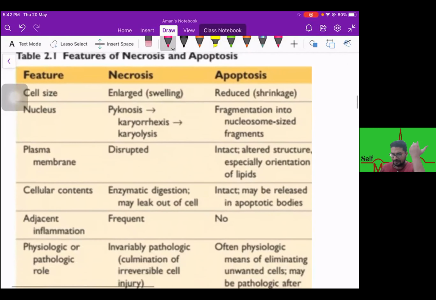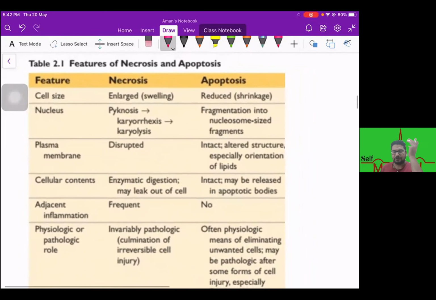Okay, let me tell you a few more differences between necrosis and apoptosis, and by the way, the differences from normal cells as well. So you know all these differences. Understand this: the main difference you should remember is there is no inflammation in apoptosis, right? There is no inflammation and there is an intact plasma membrane. In necrosis, you will see a nuclear change, that is pyknosis. Pyknosis means there will be shrinking of the cell.